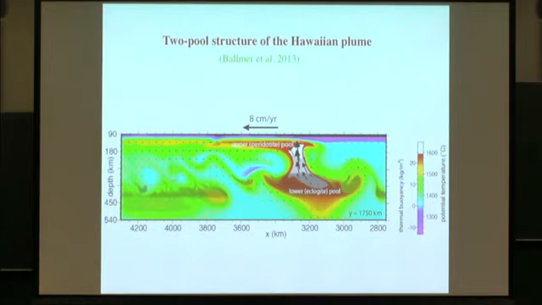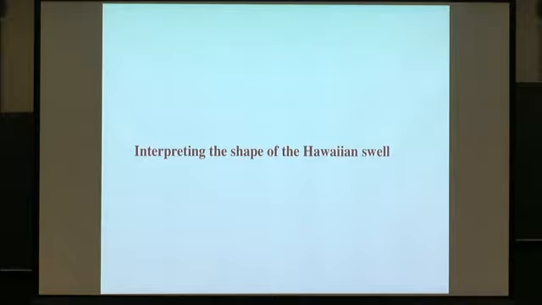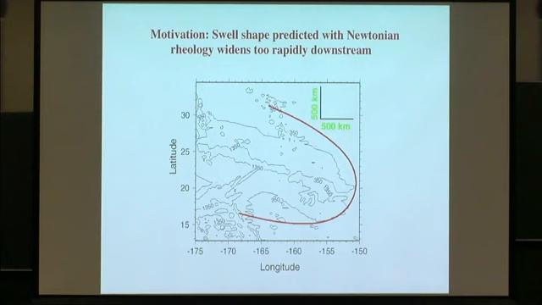So I want to finish with the question of how we interpret the shape of the Hawaiian swell. One thing that motivates this study is an insufficiency of the model that I described to you early on. And that is that the swell shape predicted by a model with a Newtonian or linear rheology widens too rapidly downstream compared to the observations. One of the best fitting models here is shown as this red line. That's the edge of the plume pond. And as you can see, it's going quite far afield relative to the much narrower shape of the Hawaiian swell. So it's a problem of widening too rapidly that we have to examine.